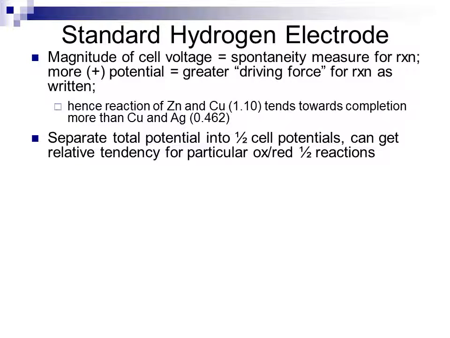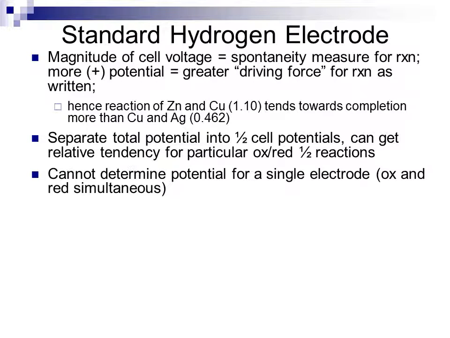We can separate the total potential of a cell into the potential of each of the half cells. So based upon each of the half cell potentials, we can get a tendency of one half cell to be an oxidation or reduction process depending on what it's paired with.